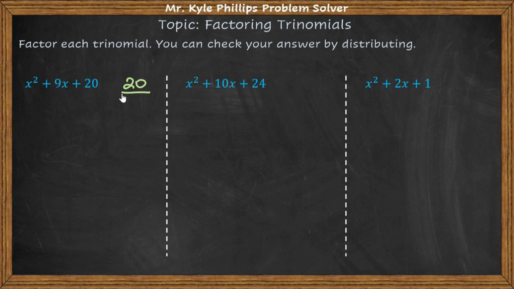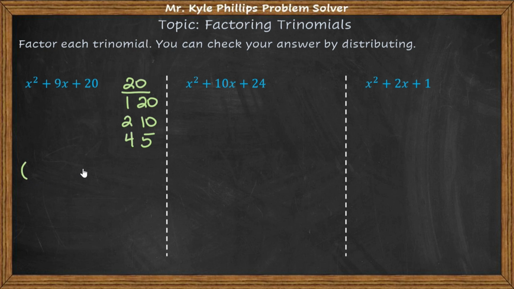So here's what I always tell my students. Write out the multiples of 20. So here I have 1 and 20. Can you combine these to get the number 9? I cannot. All right, go to the next multiple. 2 and 10. Can you combine these in any way to get the number 9? I can't. All right, go to the next multiple. 4 and 5. Can I combine these to get 9? Yes, I can.